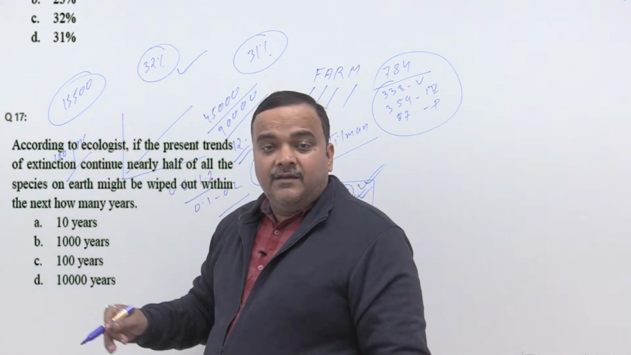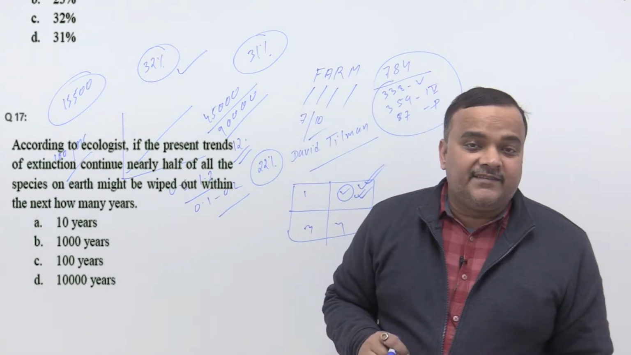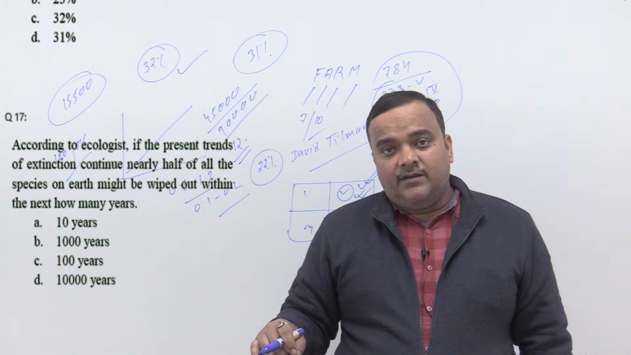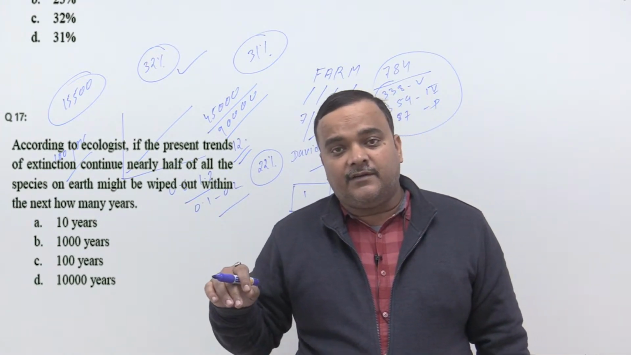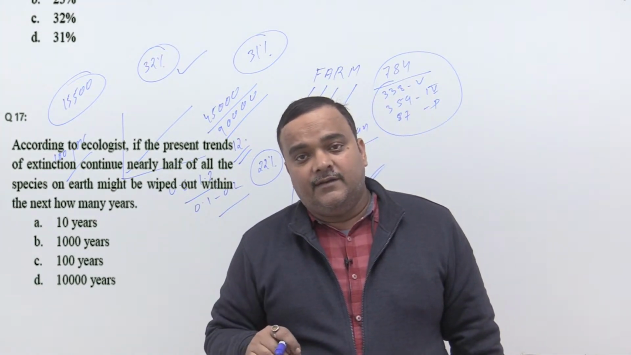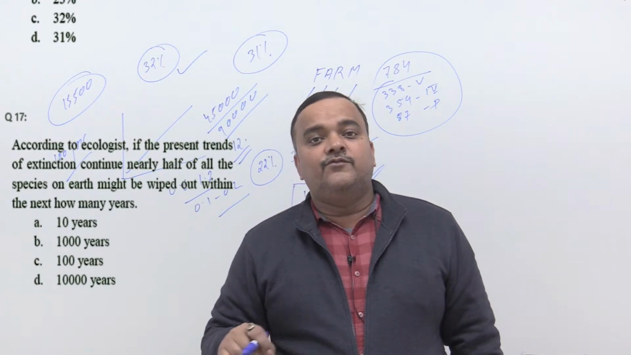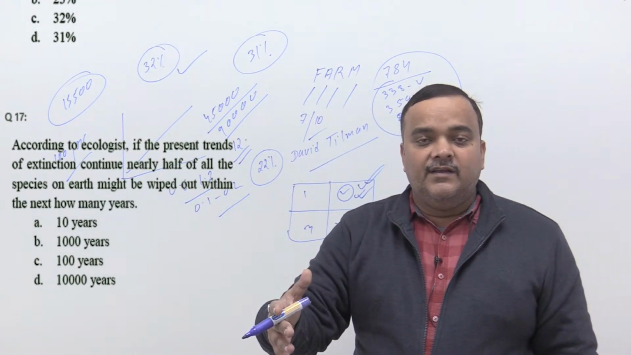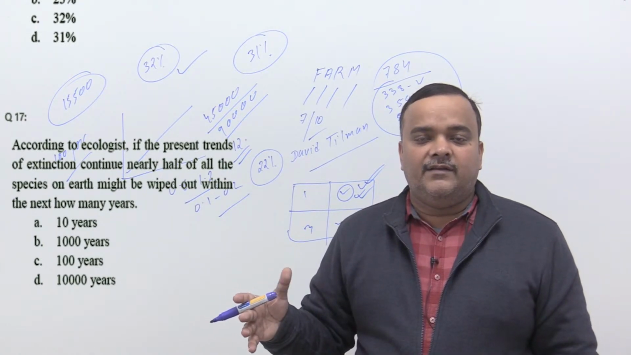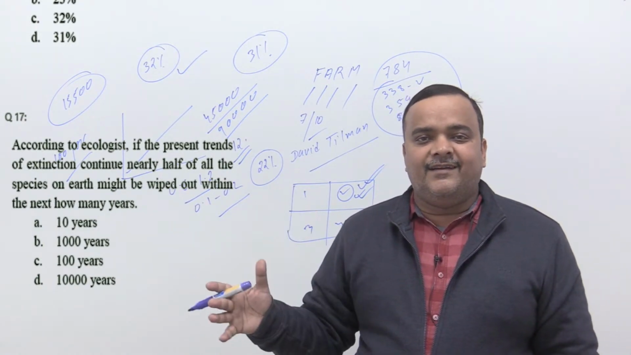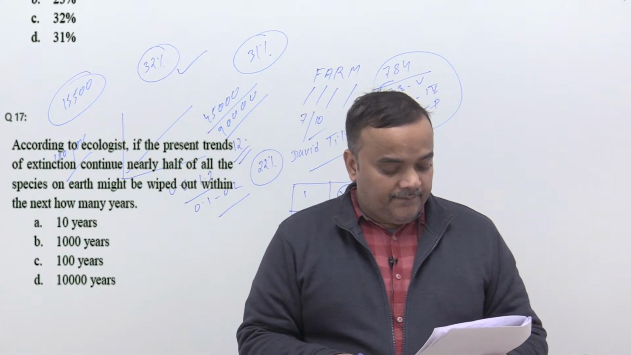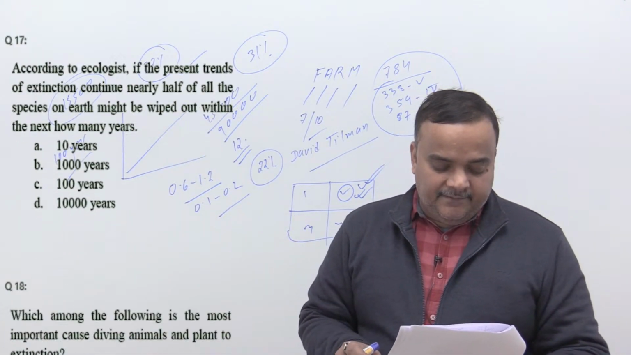Now, presently we are going through the sixth mass extinction. But this sixth one is different from the earlier five. Why? Because the earlier five were due to natural causes, and the current sixth one is due to human activity. So we are responsible, we are accelerating this process of extinction, and that's why the rate of extinction is very fast. If this rate continues, in the next 100 years we are going to lose half of the diversity. The answer will be third.